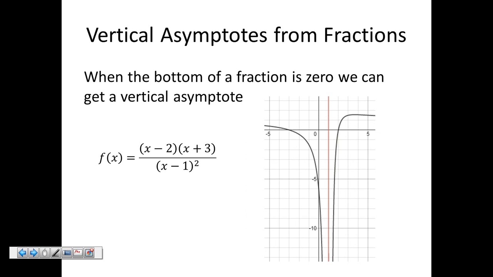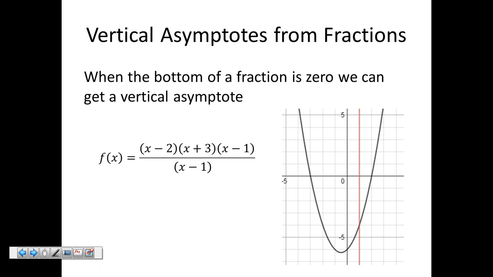If we change this function a little bit, I left the top totally alone, I squared the bottom. Now take a look at it. I still have that vertical asymptote at 1 because I still am getting 0 in the bottom of the fraction, but now notice that they both point down. So this limit would exist. If I asked what is the limit as x approaches 1 of the function, this is going to equal negative infinity because I'm approaching negative infinity from the left and from the right.